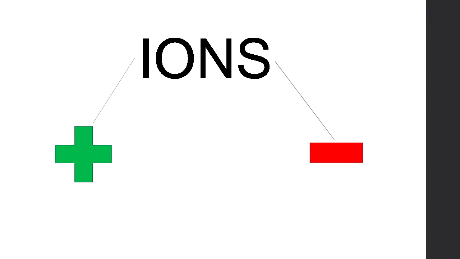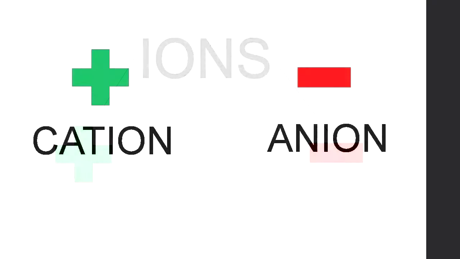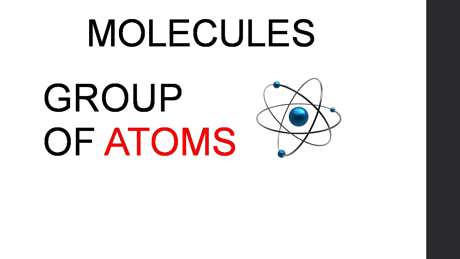Ions are groups of atoms with positive and negative charge. Positive charge is called cation while negative charge is called anion. A molecule is a group of two or more atoms held together by chemical bonds. They are distinct from ions because, unlike ions, molecules are electrically neutral.